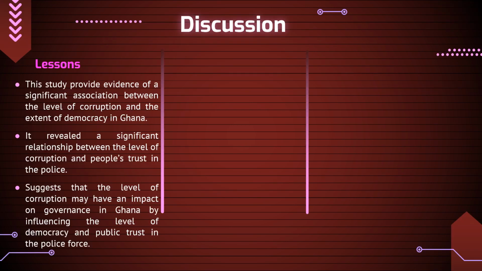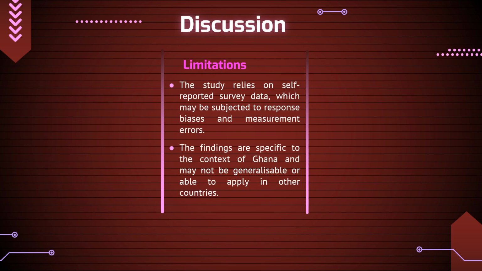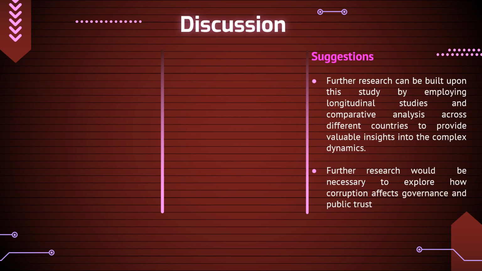Lessons from the study. This study provides evidence of an association between the level of corruption and the extent of democracy and people's trust in the police in Ghana. It suggests that the level of corruption may have an impact on governance in Ghana by influencing the level of democracy and public trust in the police force. Limitations. The study relies on self-reported survey data, which may be subject to response biases and measurement error. Also, the findings are specific to the context of Ghana and may not apply in other countries.